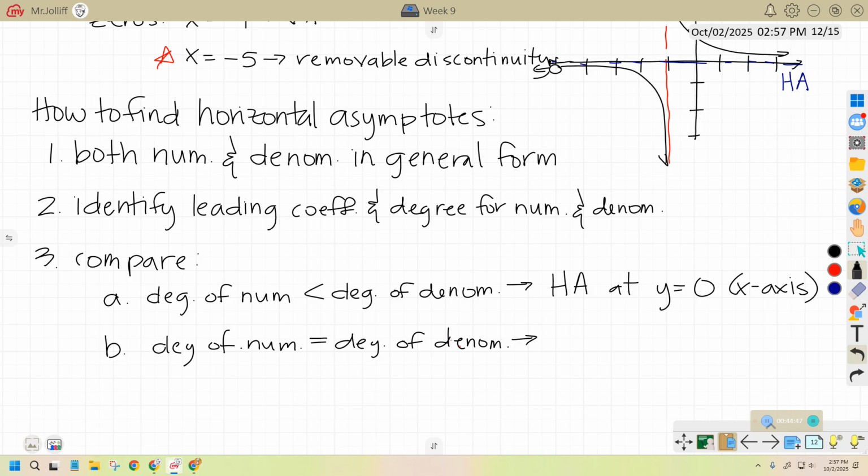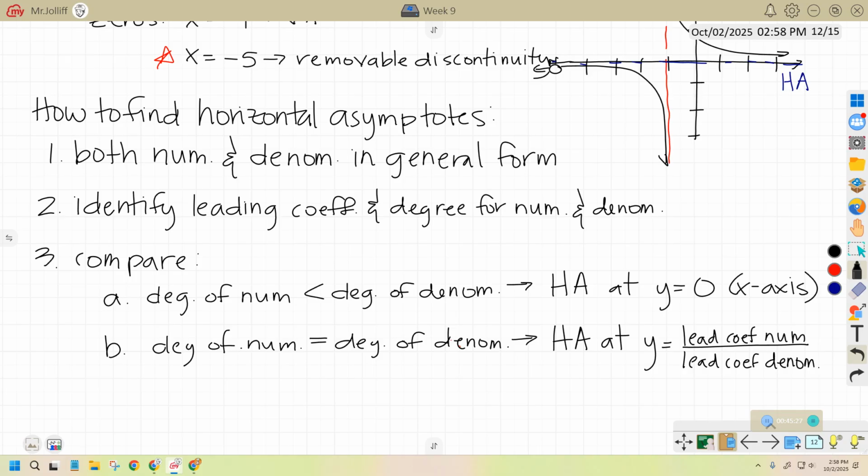We get a horizontal asymptote somewhere other than y equals 0. Specifically at y equals the leading coefficient of the numerator over the leading coefficient of the denominator. It's a lot of writing. When we do it in practice, it's just two numbers, which is why in step 2, we identified both the degree and the leading coefficients. I need them here.